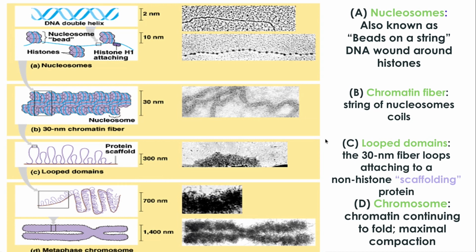The chromatin fibers can be folded back when they have to condense into these looped domains, forming these 30 nanometer fiber loops, attaching to a scaffold which is made of a different set of proteins called non-histone scaffolding proteins. And then finally, those loop domains, the 30 nanometer fibers, are condensed back on each other like this to form chromosomes during mitosis, just before prophase starts, or during prophase, you have condensation happening.